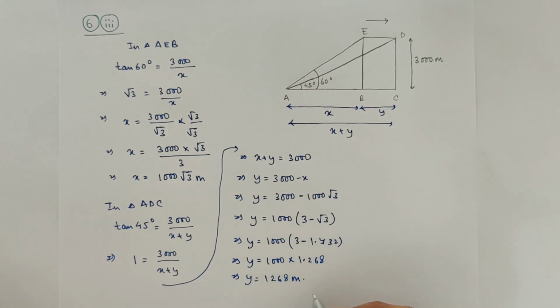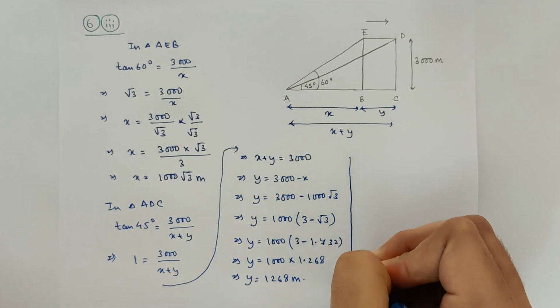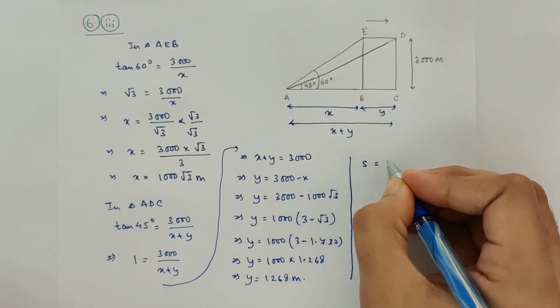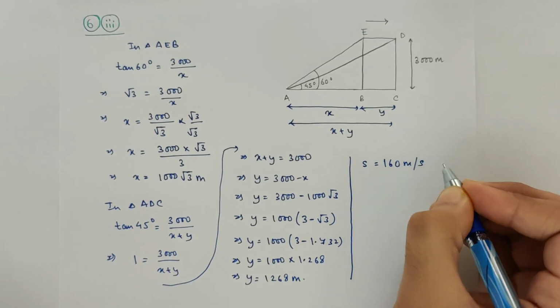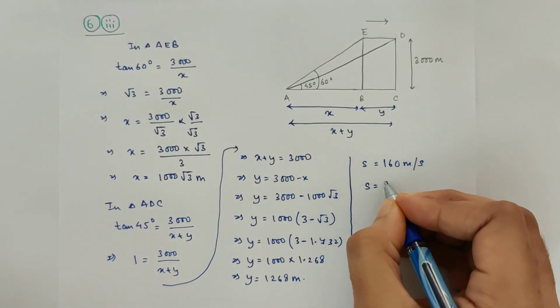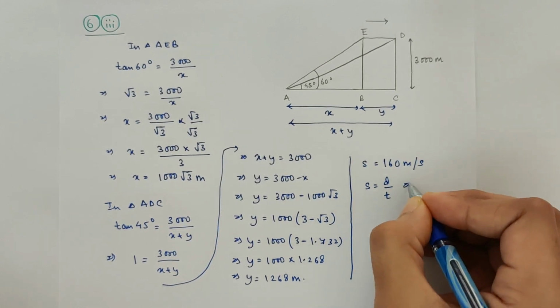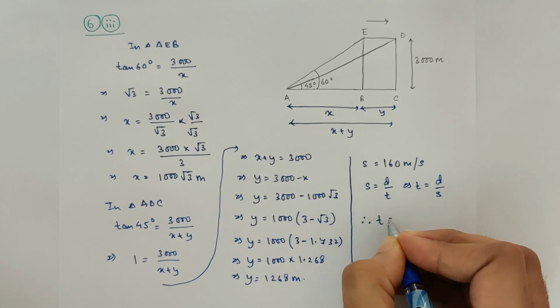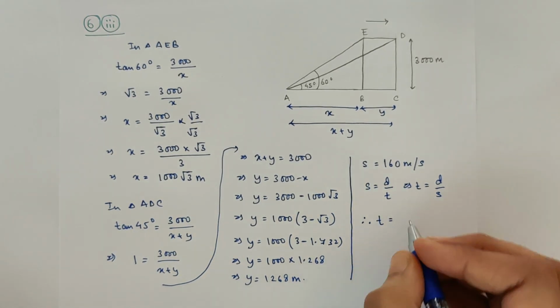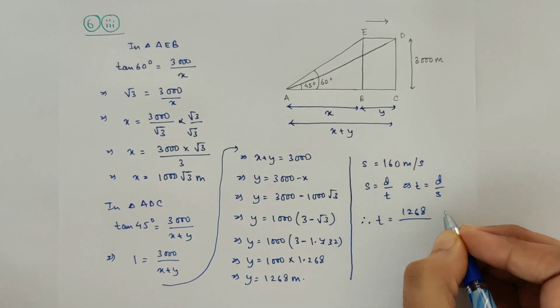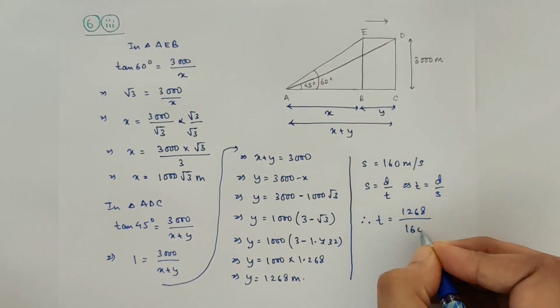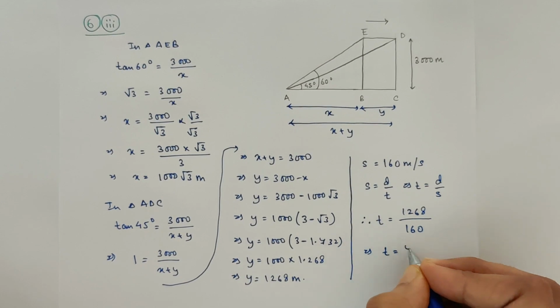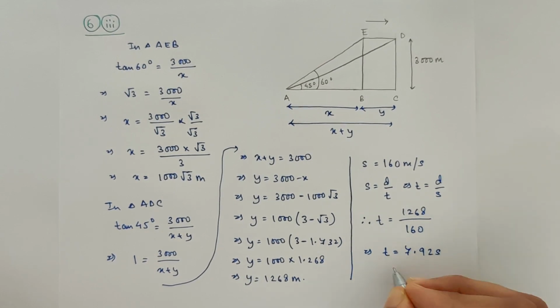Now we have to find the time. The speed is given, which is 160 meter per second. We all know that speed is equal to distance by time. Therefore time is equal to distance by speed. So we will have time is equal to the distance, which is 1268 meter, divided by the speed, which is 160. Therefore time will be equal to 7.92 seconds. Nearest second will be 8 seconds. So this is your answer.